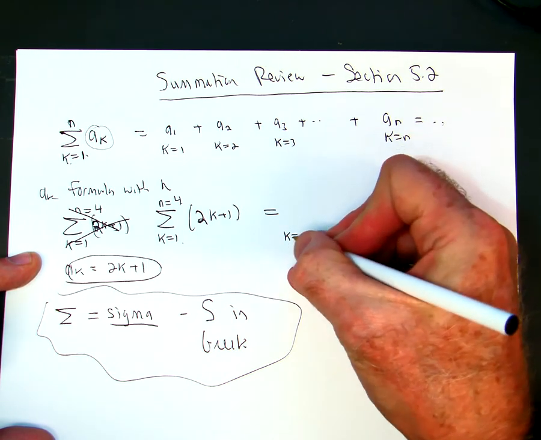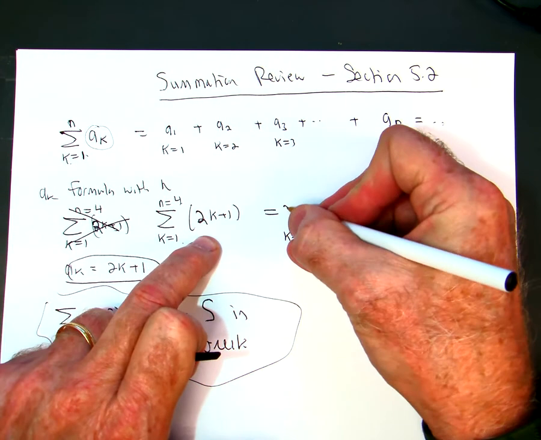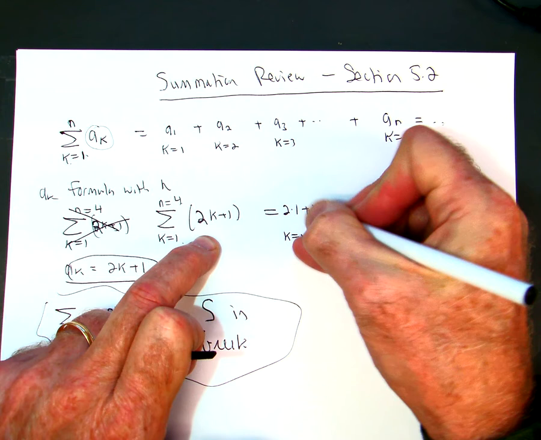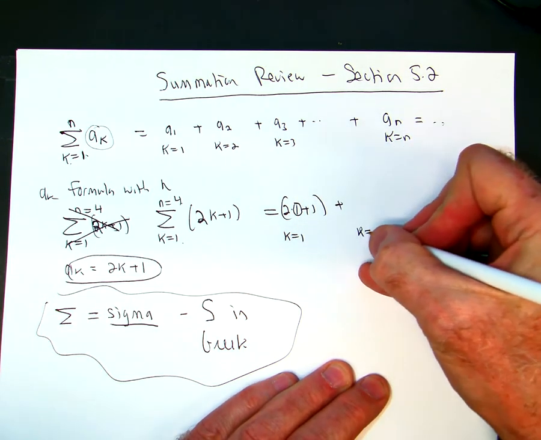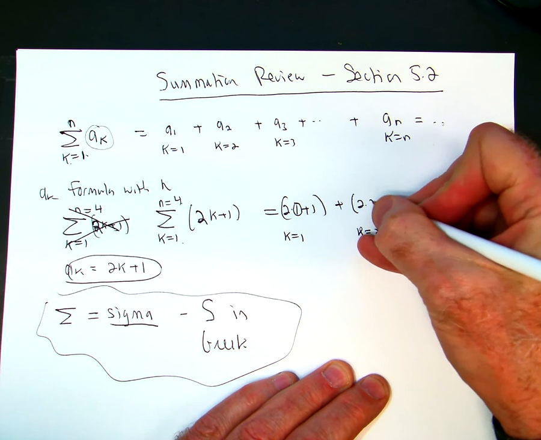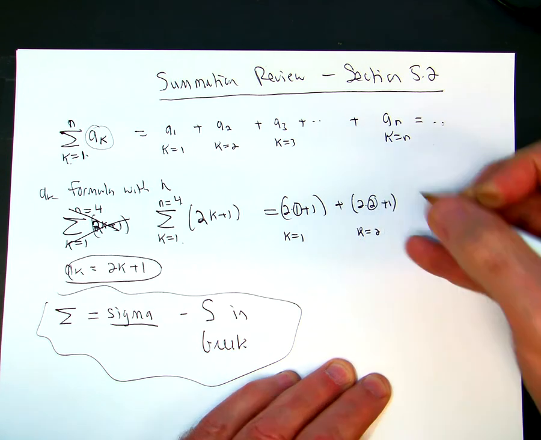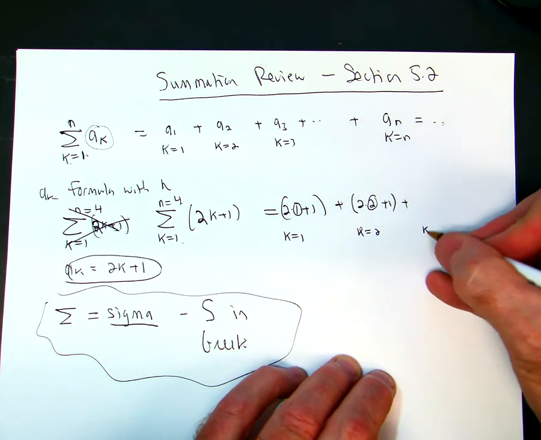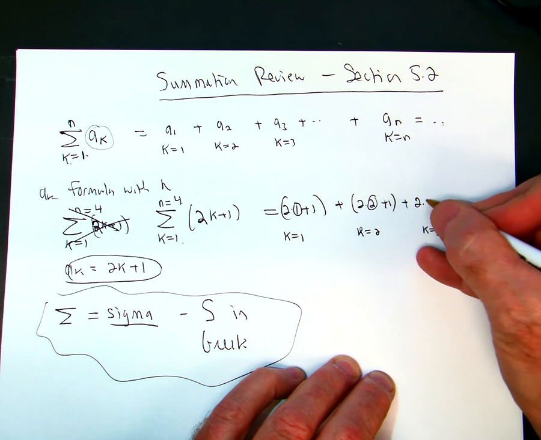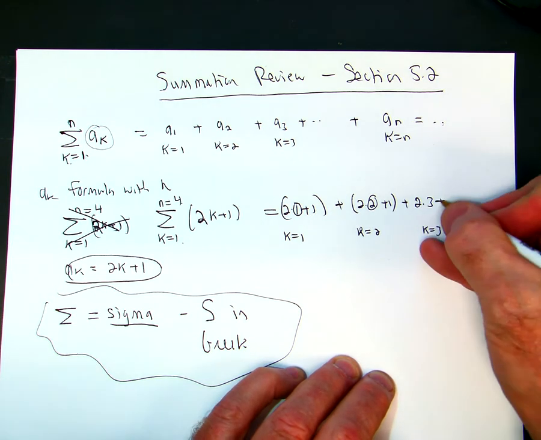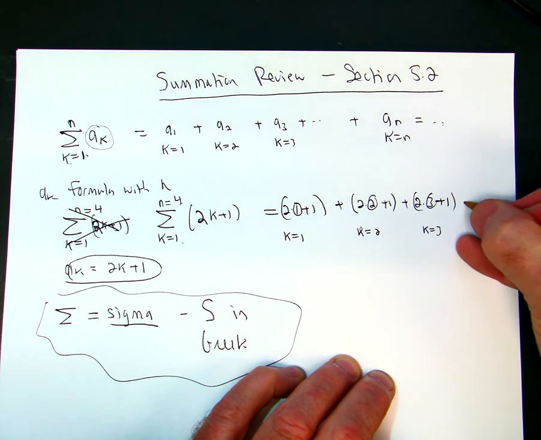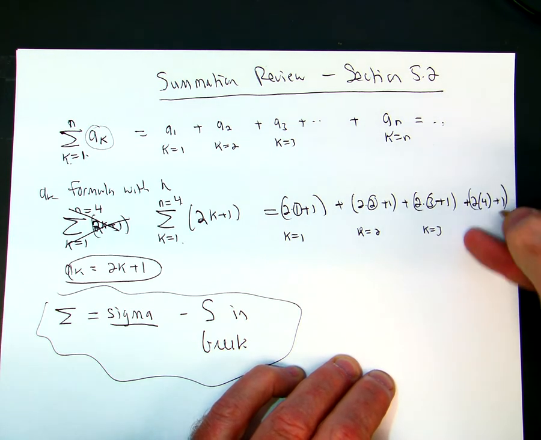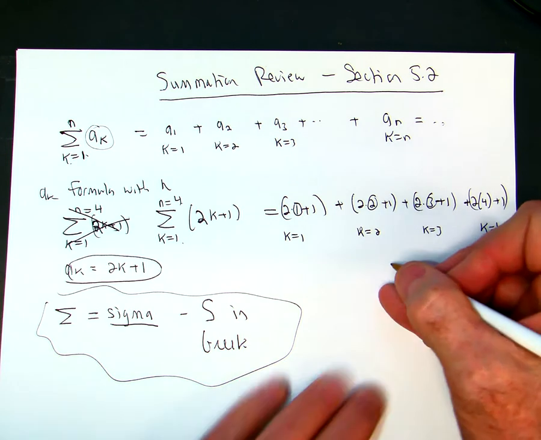This is 4 terms. First k is equal to 1. So I get 2 times 1 plus 1. I'm just circling that's the k. k is equal to 2. So 2 times 2 plus 1. And I keep going. k is next going to be 3. And then finally, k is 4. And I add all these together.